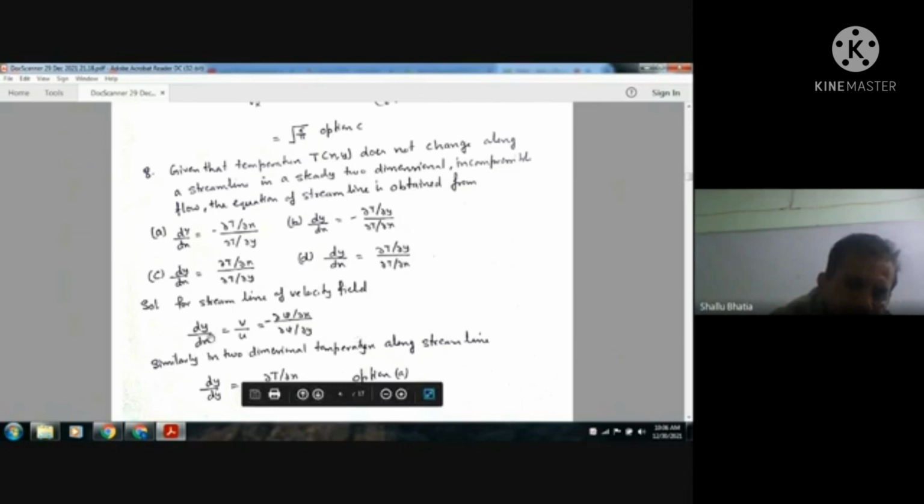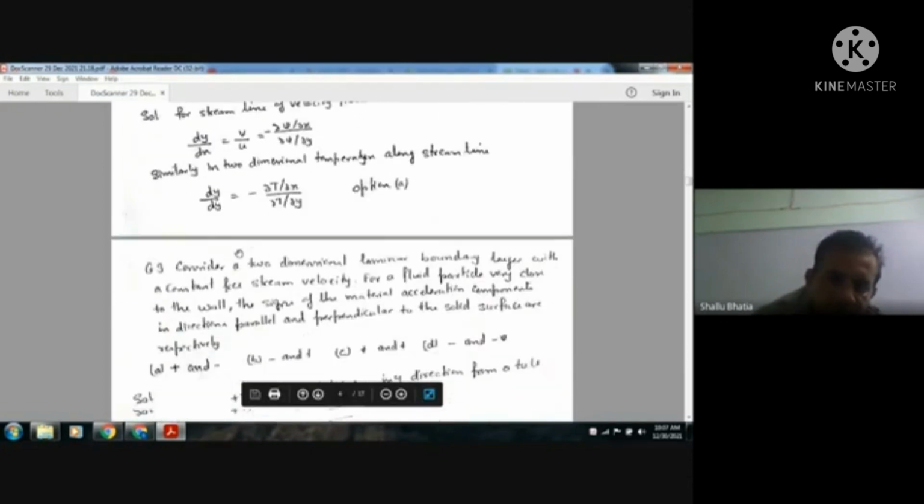Okay, dy by dx, the slope of the velocity, is dy by dx equal to v by u. And your v in the case of stream function is minus curly psi by curly x and u is curly psi by curly y. So this is also the case for temperature: replace this psi by T, as it follows the same pattern as that of the streamline. Then we will get the answer. So the answer is your option A.